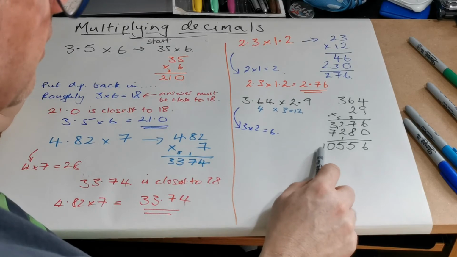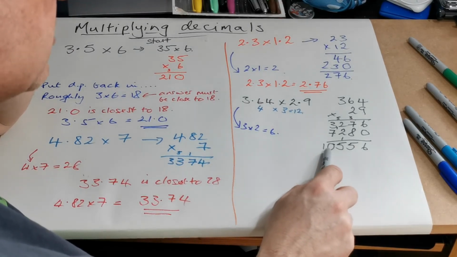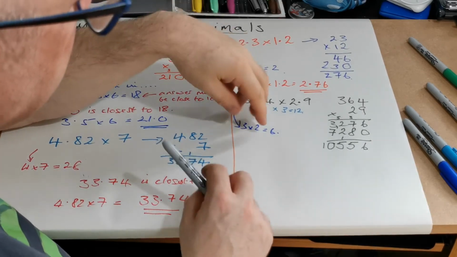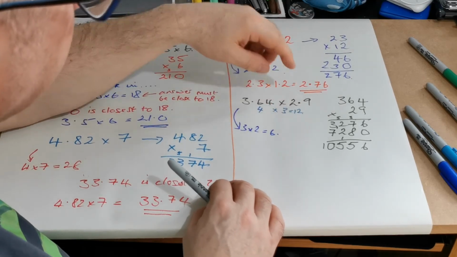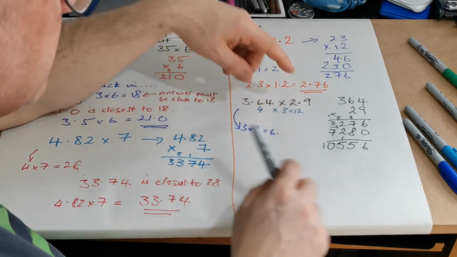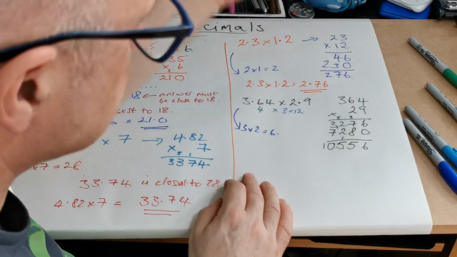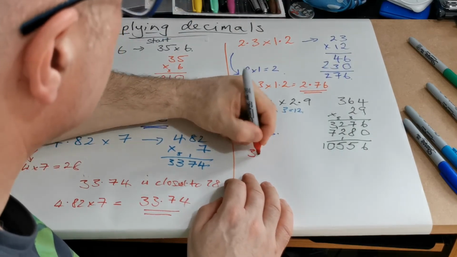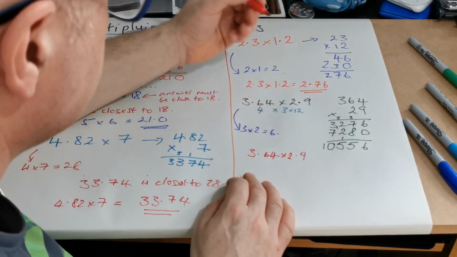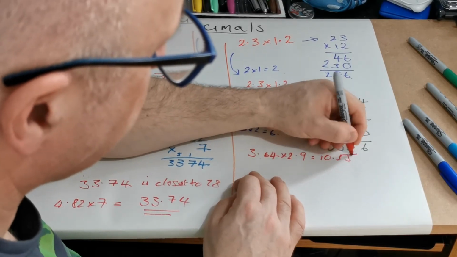How close can I get to 6? Well, if I've got 1 point something and then 10 point something, the 10 point something seems to me to be the right one. That's in between 6 and 12, which is a lower boundary and an upper boundary. So 10.556 I think is correct. So 3.64 times 2.9 would be 10.556.